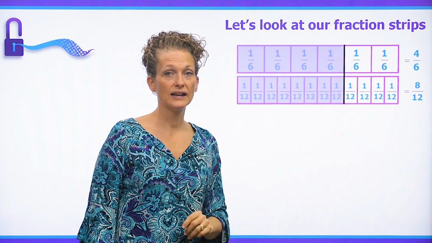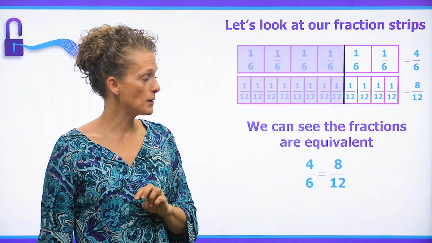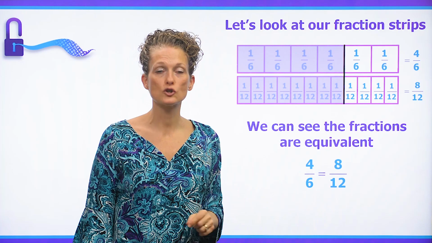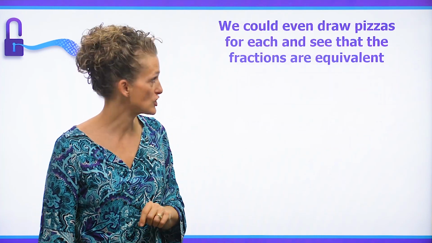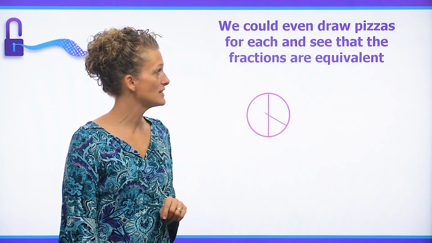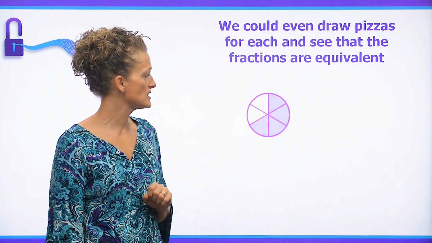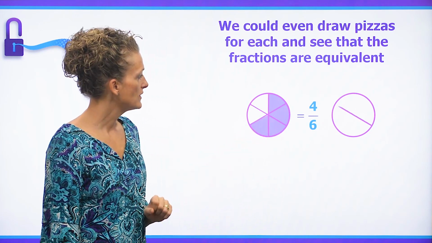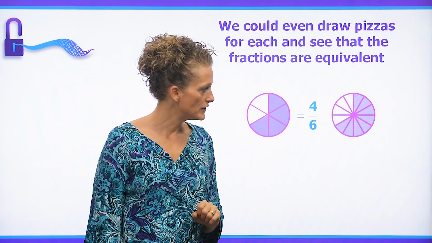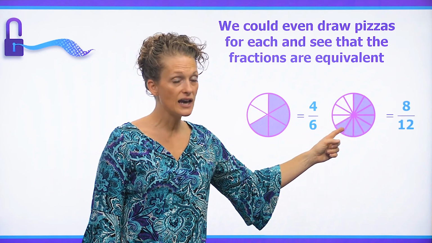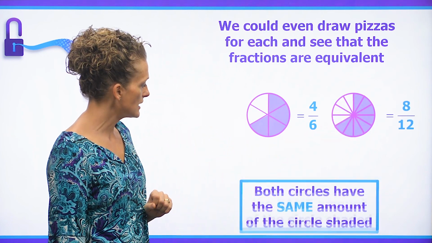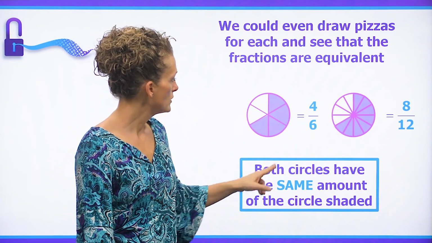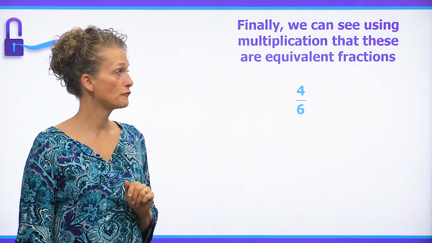Notice that they line up, they shade the same amount of space, and so we can see that 4/6 is equal to 8/12. They are equivalent fractions. We can even draw pizzas for each and see that the fractions are equivalent. So we've got here Kathy's pizza divided into 6 equal pieces, and she ate 4 of them, so that's 4/6. Then John's pizza divided into 12, and he ate 8 pieces. And again, we can see that both circles have the same amount shaded. And so 4/6 and 8/12 are equivalent fractions.